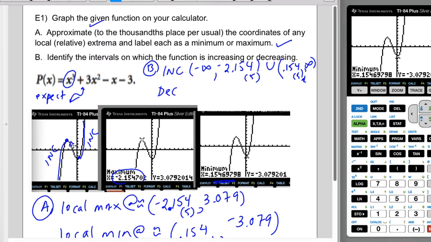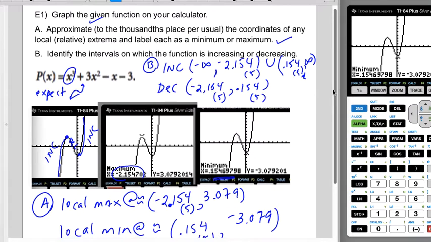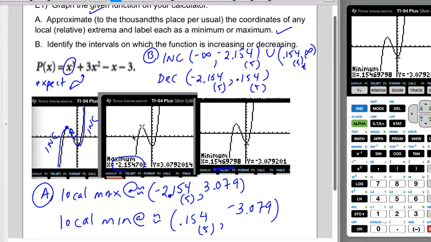So the decreasing has to be the window between them, so negative 2.154 with a 5 possible if you rounded or truncated, and then to 0.154 or again 5. So again, what I did is I used my calculator to second calc max and second calc min. I labeled them as max and min, and I recognized that I'm increasing before the max and after the min, but that my graph is physically going downhill between the two. Again, increasing means that you're going up as you move from left to right, and decreasing means that the graph's going down as you move from left to right. All right, let's move on to the next one.